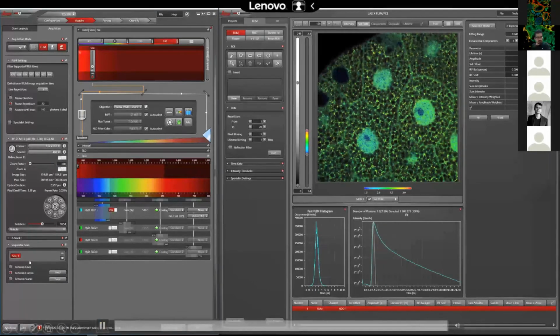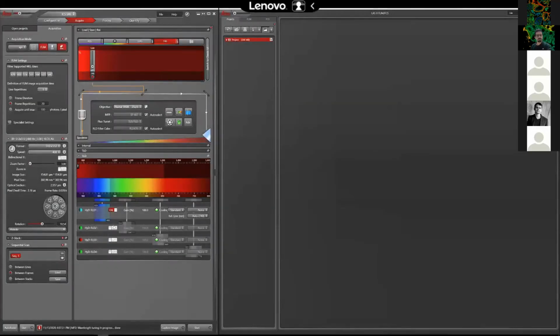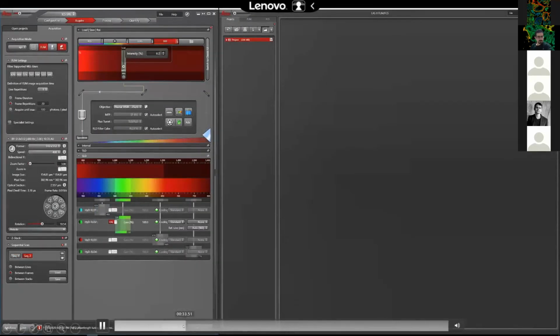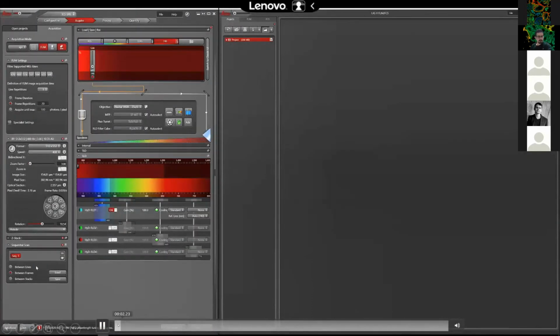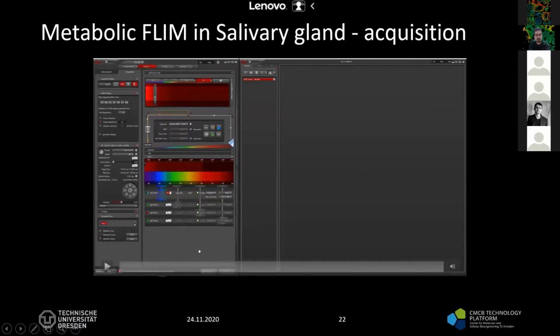So here, we would be able to change between the frames or the stacks. Now I would like to do metabolic imaging of NADH and FAD, both of them in the salivary gland in the same sample. That's in the previous video. I have just found the proper region of interest that I would like to image, and now I'm going to image these. Here we are.